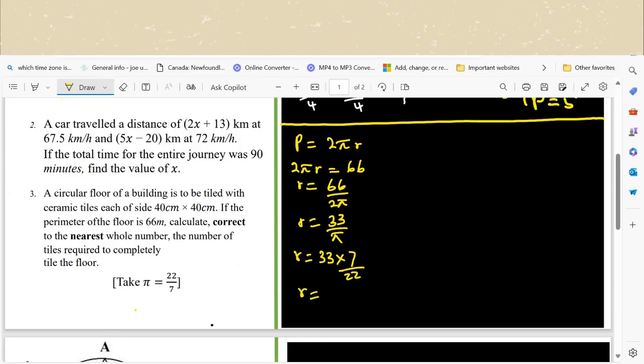So that is going to give us 10.5. This is going to give us 10.5 centimeter. So this is the radius of the room. And then here, if the perimeter of the floor is 66, okay, the perimeter is 66.